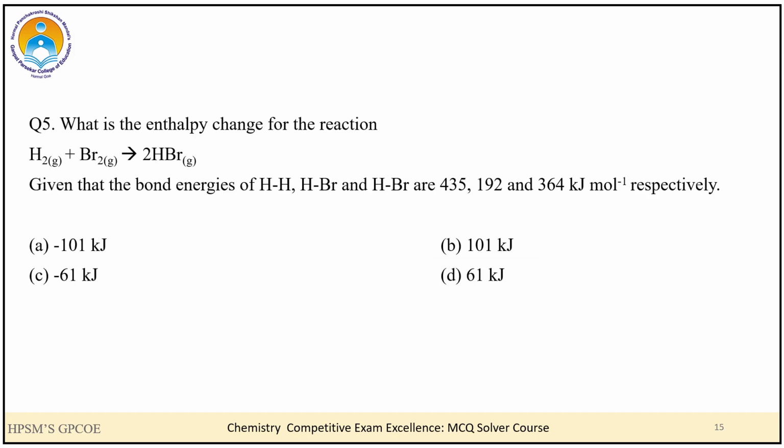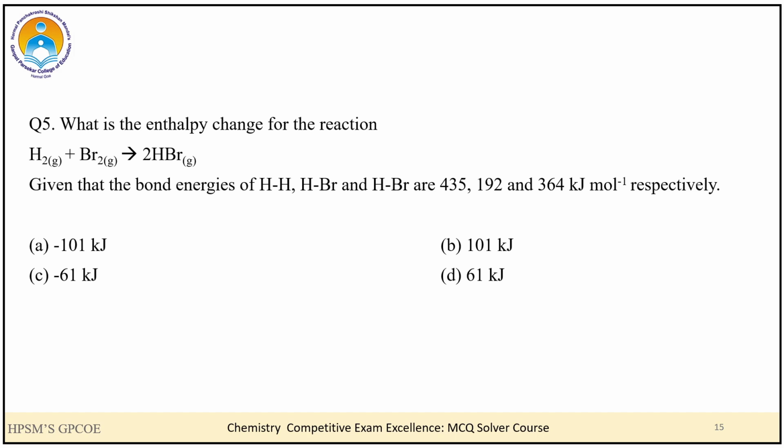Let us look at the next problem. What is the enthalpy change for the reaction hydrogen plus bromine giving 2 molecules of hydrogen bromide? Given that the bond energies of HH, HBr and HBr are 435, 192 and 364 kilojoules per mole respectively.